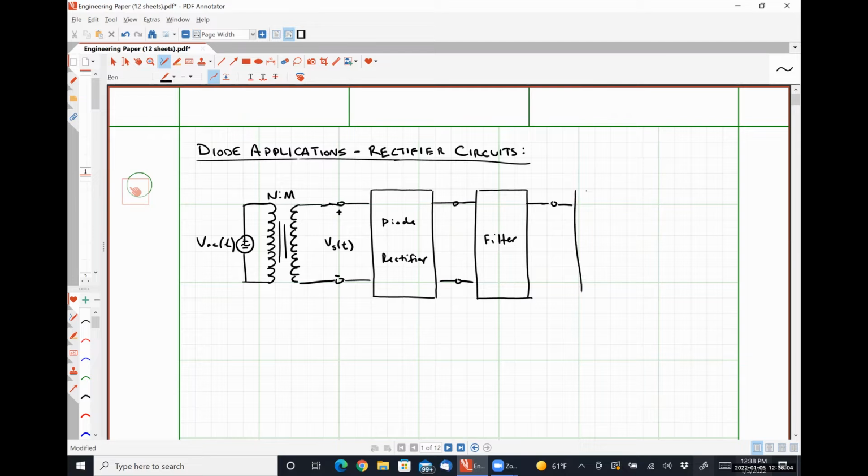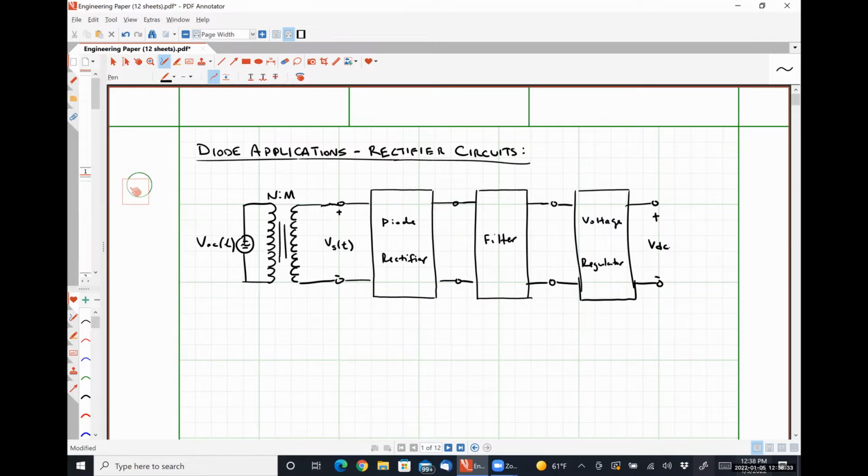Then we would have the output of our filter stage feeding a voltage regulator, which we've already talked about. And for the most part, our voltage regulator's output should be a DC signal.